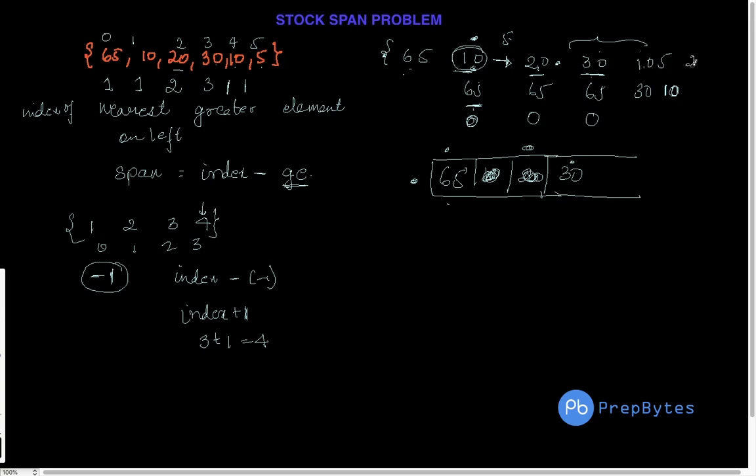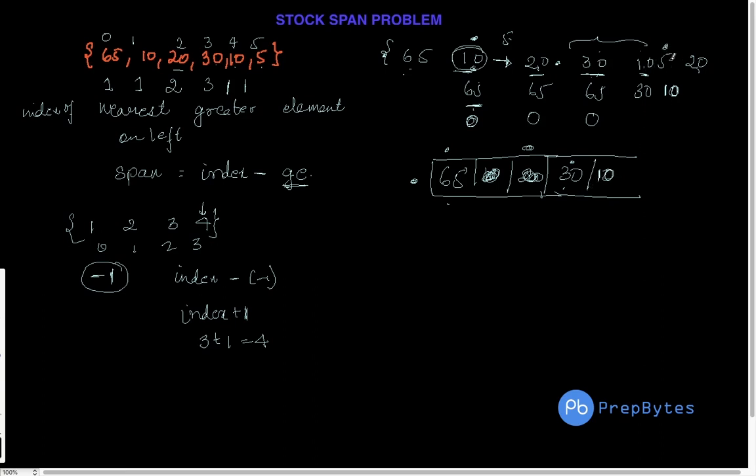If there would have been 20, for 20, 10 won't be the greater element, 30 will be the greater element, right? So we cannot remove 30. But since 10 is there, there's a probability that for all the numbers less than 10, 10 could be the greater element. So I'll keep 10 also here, right? And now I move here.